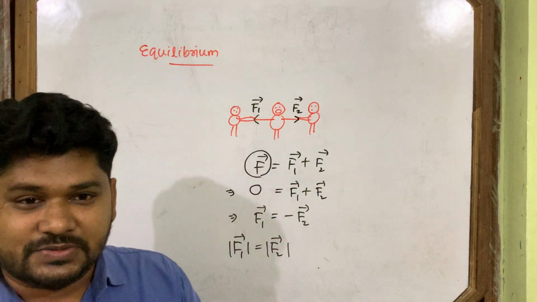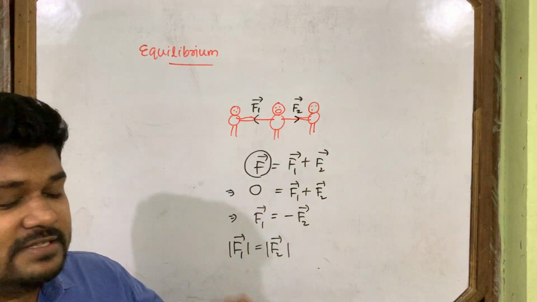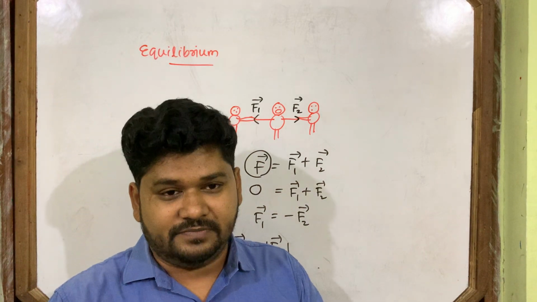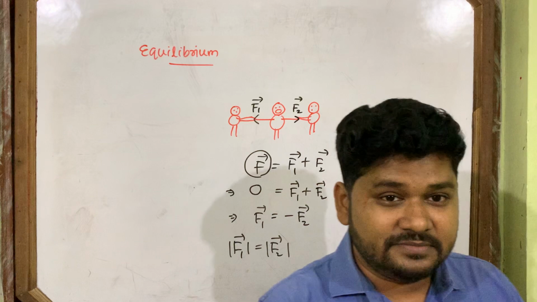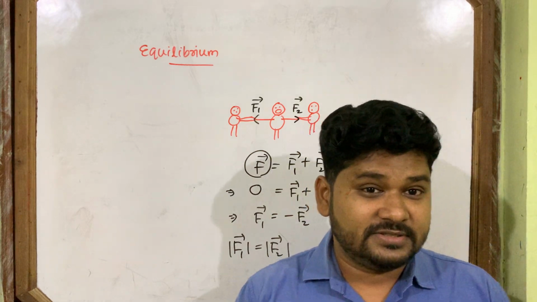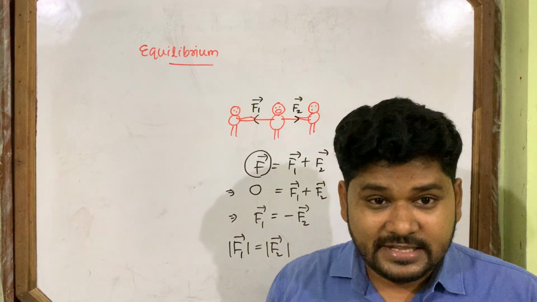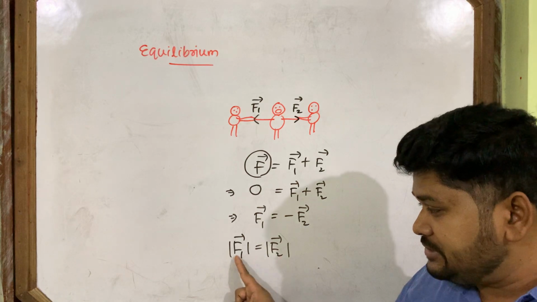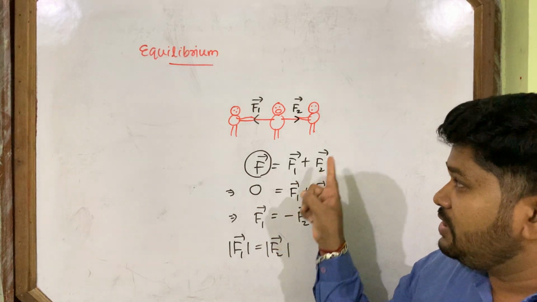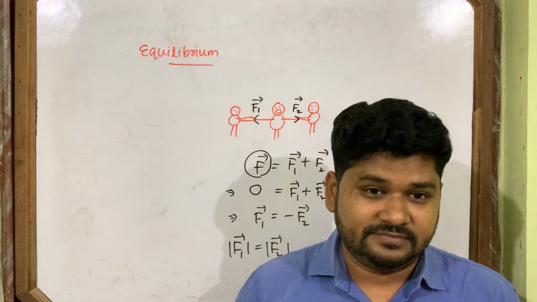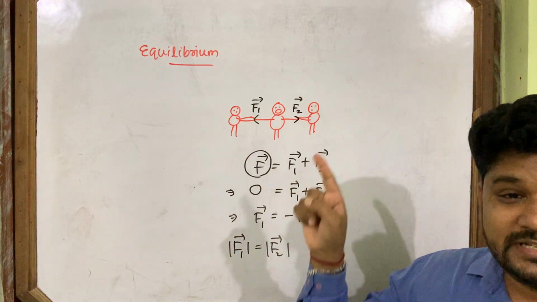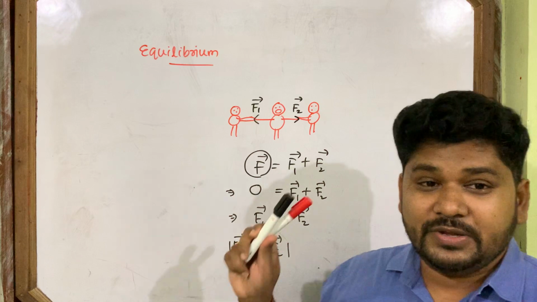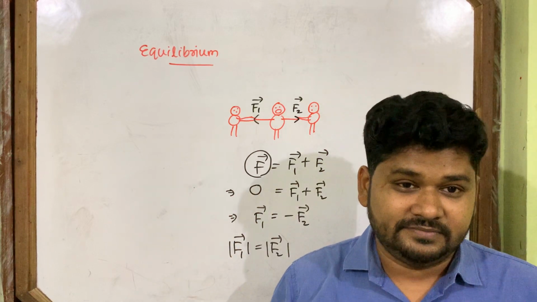So now you understood that two forces can cause equilibrium. But what's the condition? The condition is they have to be equal in magnitude and opposite in direction. Then the body will be in equilibrium.